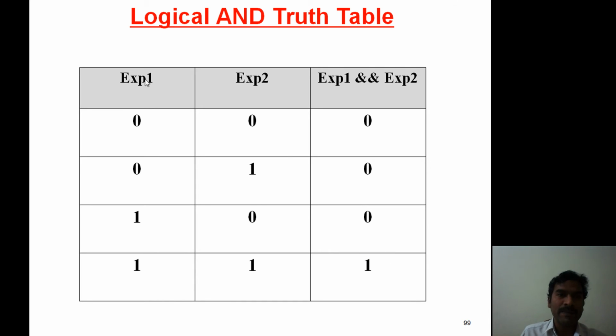So when we observe the logical AND truth table, if both expression values are true, then the result of the expression is true. Otherwise, the result of the expression is false.